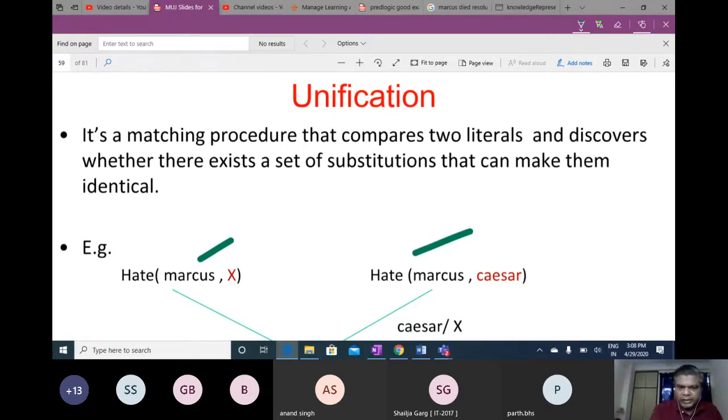So they are not exactly the same, that is sure. It contains X and it contains Caesar. So they are not exactly the same. But can we match them? That we have to find out. And if we can match them, do we have to make some substitution? If we have to make some substitution, what is that? So in this unification algorithm, we will find whether two terms can be matched, and if they can match, what is that substitution?